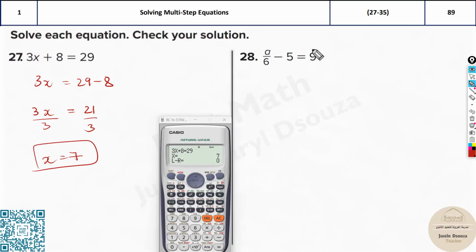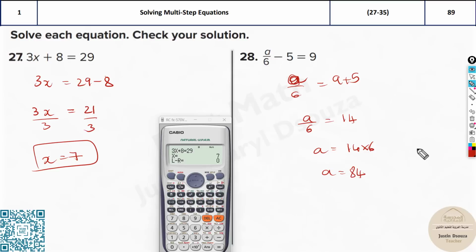So that's the answer. Even over here will be a divided by 6. This is a equals 9 plus 5. A divided by 6 will be equal to 14. 6 goes to the other side. A will be 14 times 6. 60 plus 24 is 84 would be the correct answer.